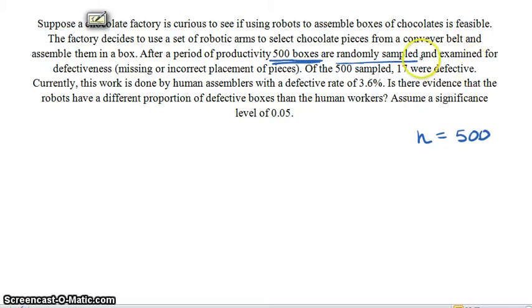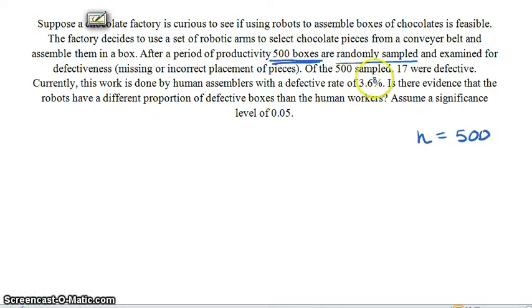And the thing that we're looking for is defective or non-defective. So what type of variable is that? Well, it's a categorical variable because it's a yes or no. Is it defective? Is it not defective? We can't describe this with a numerical measurement like, let's say, height or weight. And so it's a categorical variable that can be described by a proportion or a percent.